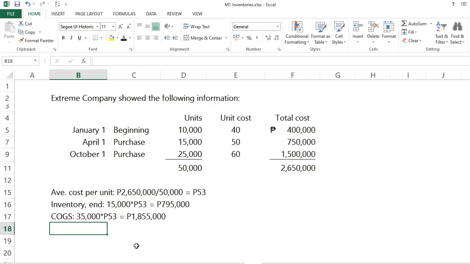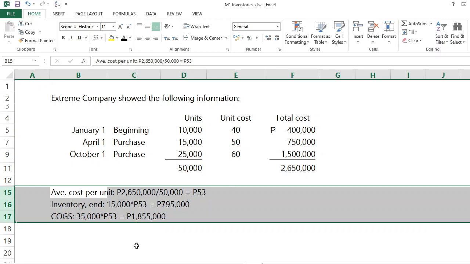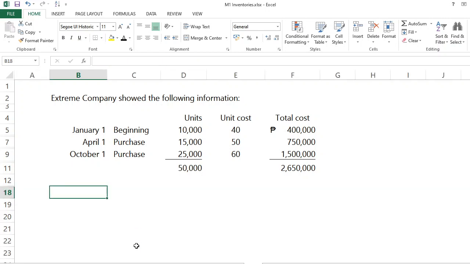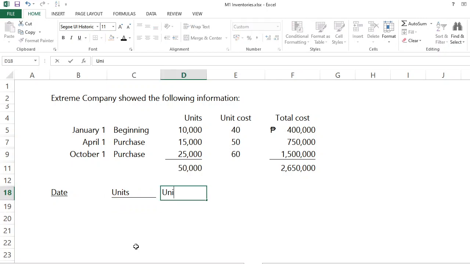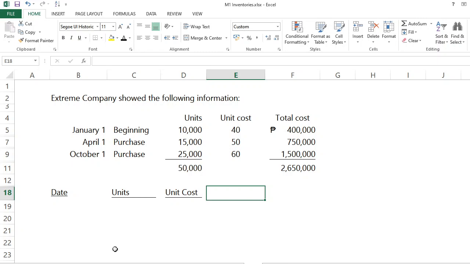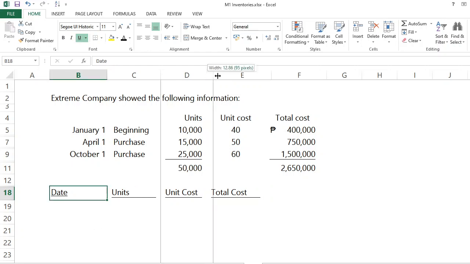Now let's proceed to the more challenging one. We have the moving average. And for the moving average, we're going to use these columns or labels. We have the date. Gigutom na ko. We have the units. Naningil na akong tiyan. We also have the unit cost, which is the critical part of our moving average. And lastly, we have our total cost. Ayan. Bilis na prog format. Sige lang.